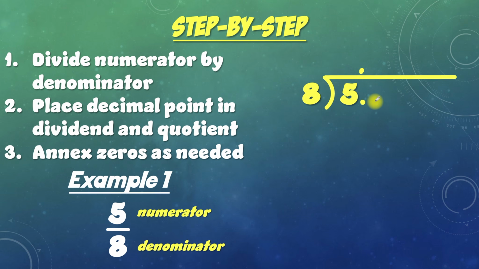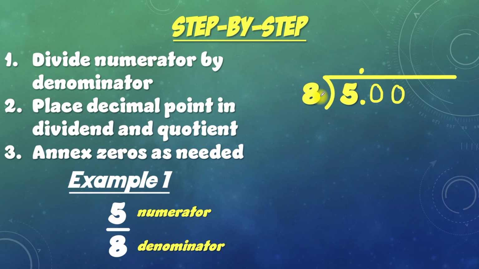So when you're told to annex zeros, that just means that you're writing zeros to the right of the decimal point as placeholders. So I'll put a 0 here. I like to put at least 2 zeros. I'll put a 0 here and a 0 here. And then we can start our division column by column.